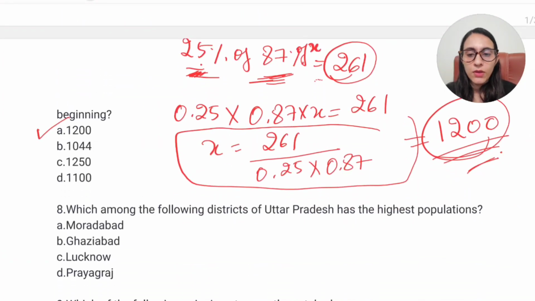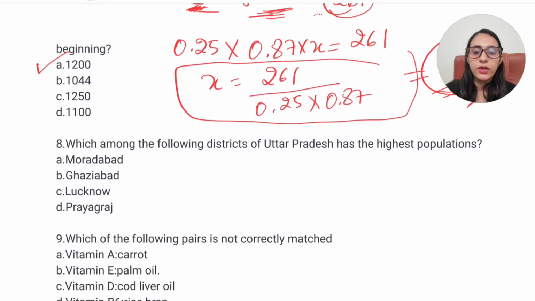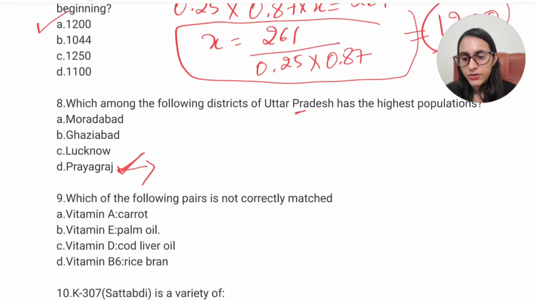Now coming to the next question, which of the following district of UP has the highest population? The answer is Pragyaraj, formerly known as Allahabad, has historically had one of the highest populations in the UP. So the answer is Pragyaraj.